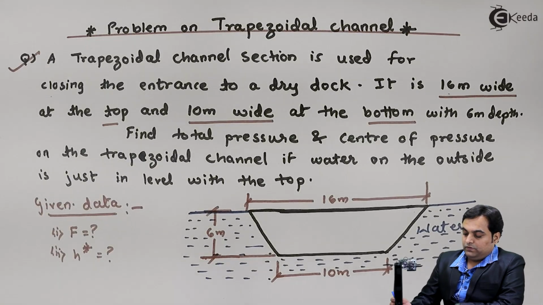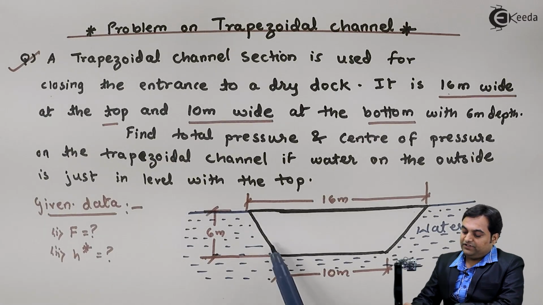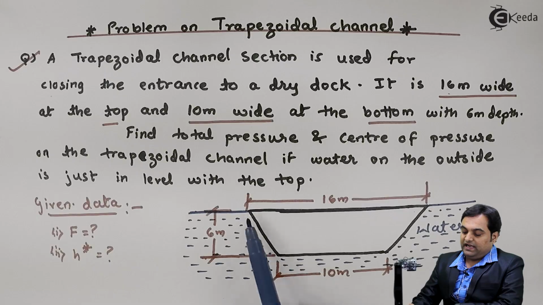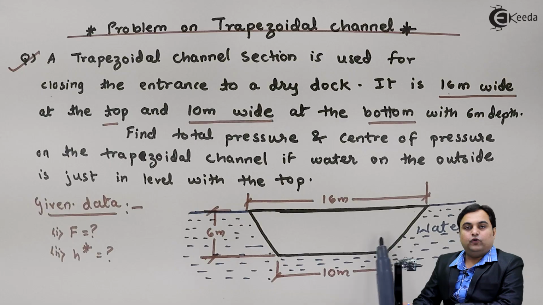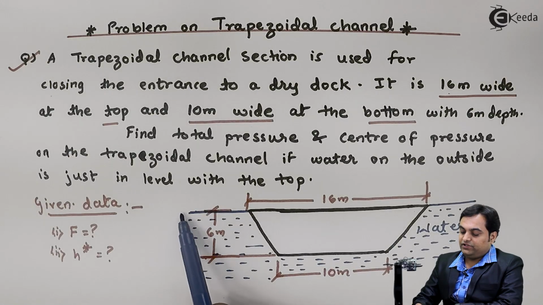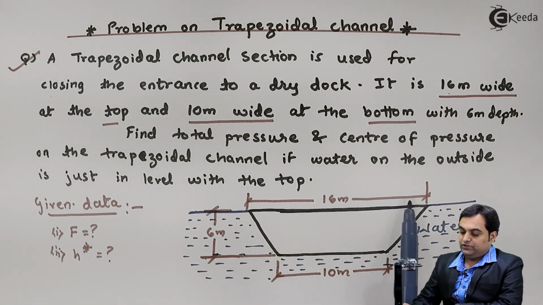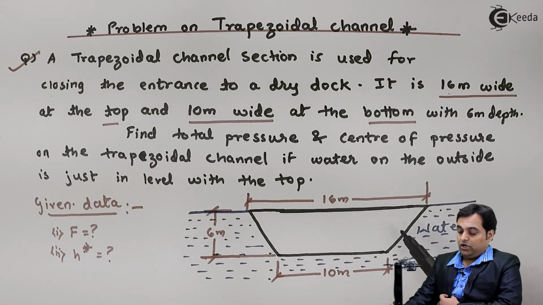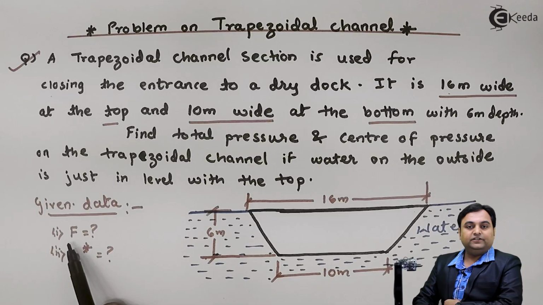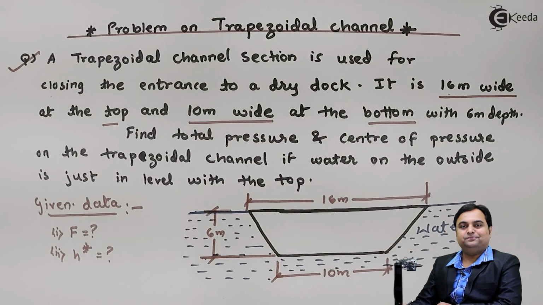Now see, this is the diagram which is given: there is a trapezoidal section which acts as if it is stopping the entrance of water, and this surface can be used for any kind of movement. So for this trapezoidal section we have to find out how much force, or total pressure, is exerted by water on it. So for this, let us try to solve the problem.